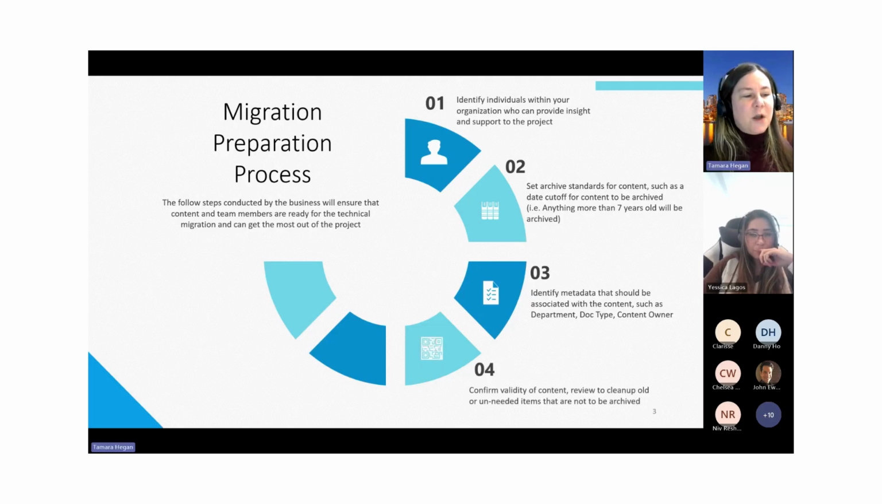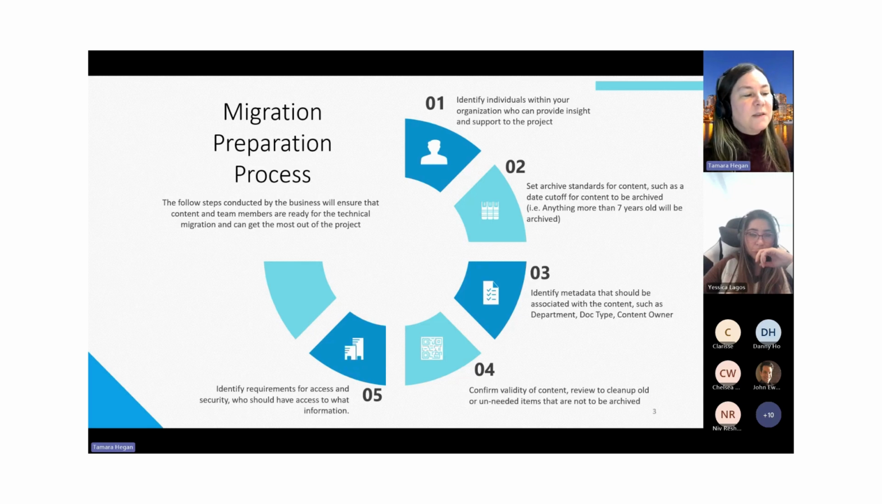Confirm the validity of the content. Review and clean up your old or unneeded items that are not to be archived. So you don't need to archive everything wholesale. You may look at something and say, you know what, the letterhead template from 2010 isn't relevant to us anymore. Our address has changed, our logos, our branding. We don't need to keep that. So rather than spending time and money either migrating it or archiving it and storing it, that can simply be removed from the environment before the migration takes place.